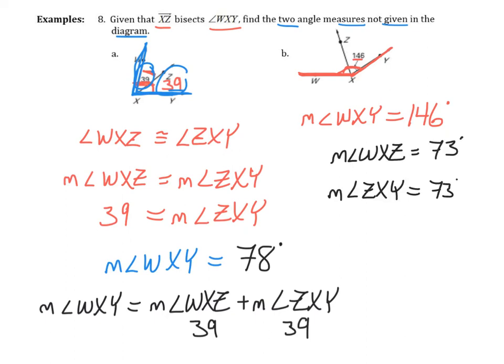So in this case, both of my angle measures end up equaling 73 degrees. Because once again, remember that XZ bisects that larger angle. So all I had to do was take that 146 and divide it by 2.